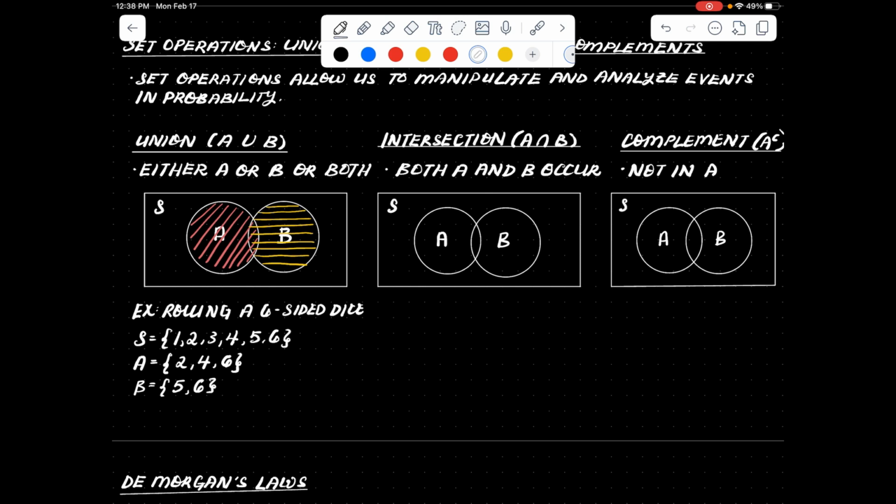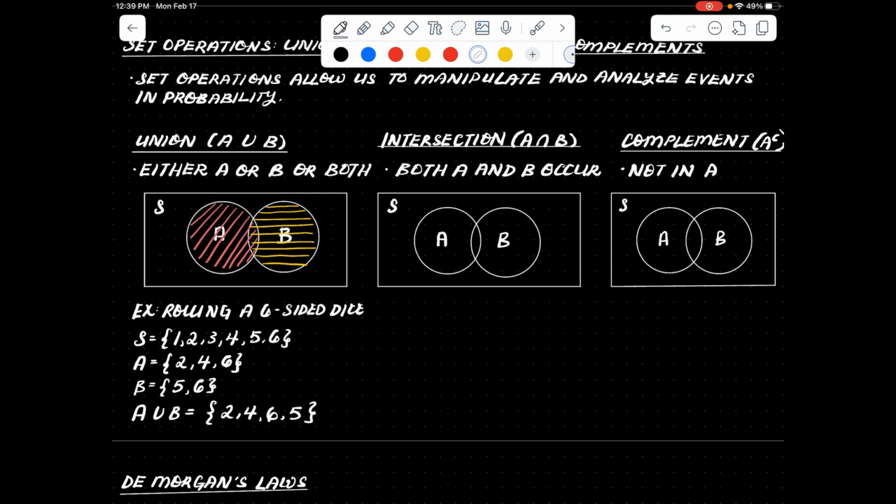or 6. So the union A union B is A, which is 2, 4, 6, or B, which is 5 and 6, but we already have 6 written there, or both, which is 6. So then A union B is 2, 4, 5, or 6.